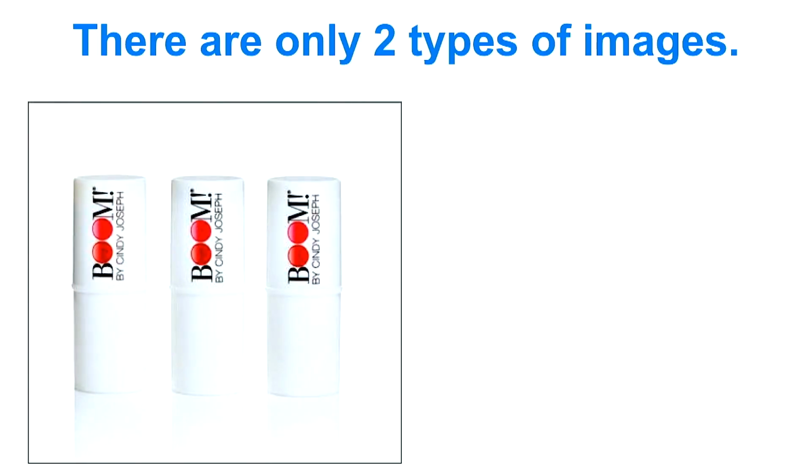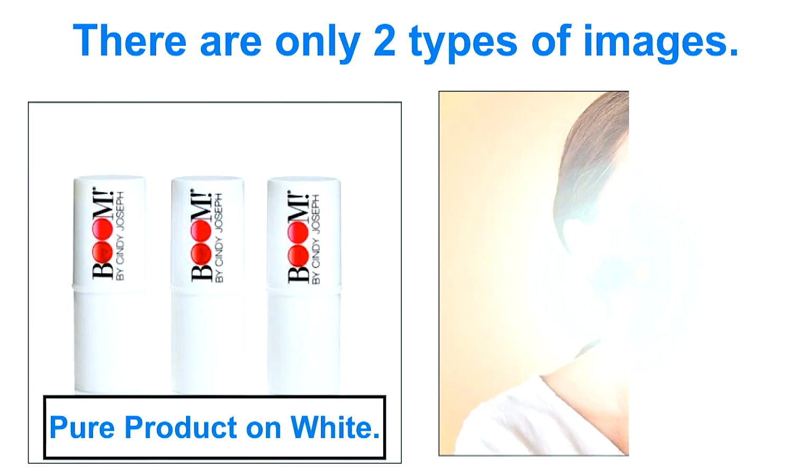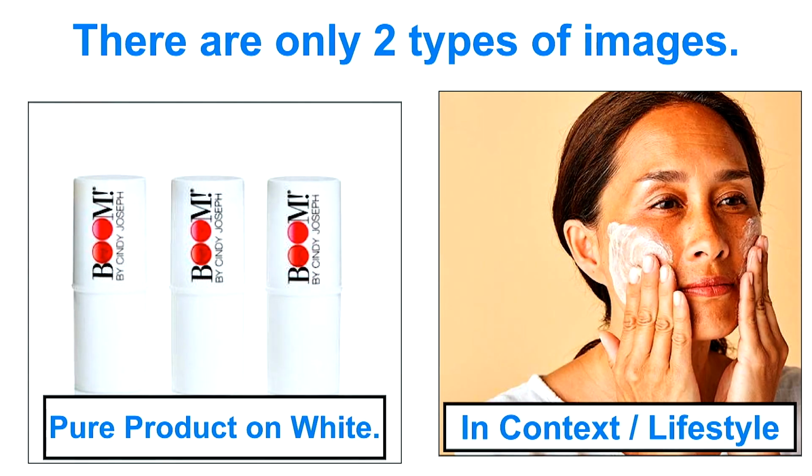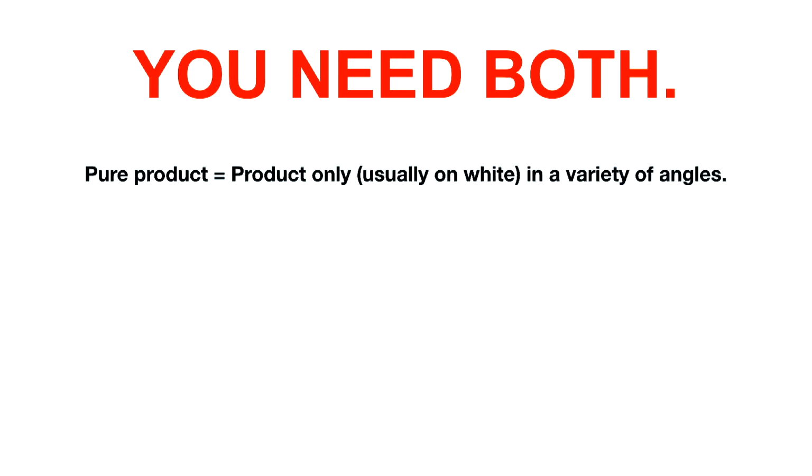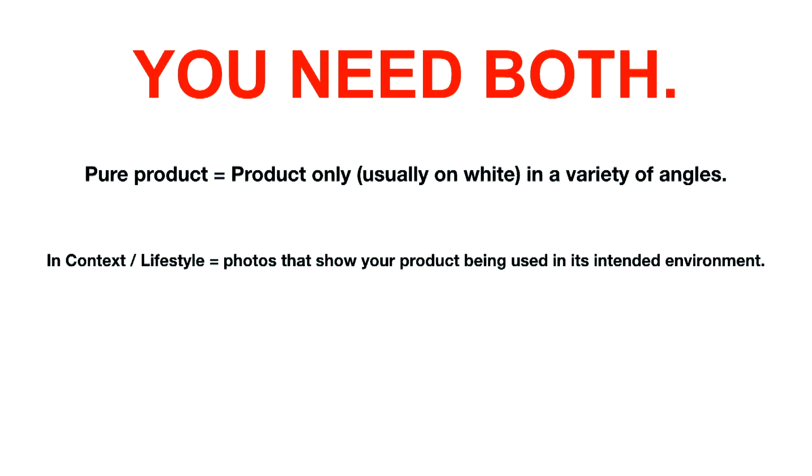So there's really only 2 types of images. There are product on white or on a color, and then there's product in context or in lifestyle. You really need both of those. You need product only and at a variety of angles, and you need photos that are showing your product being used in its intended environment.